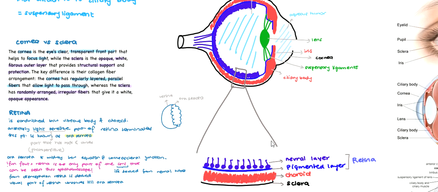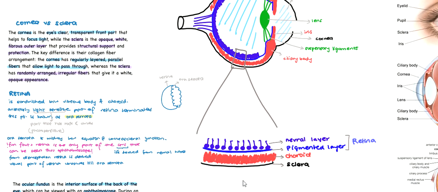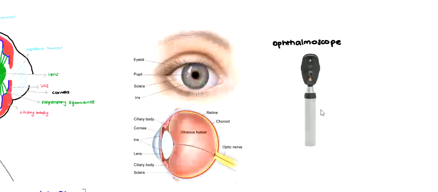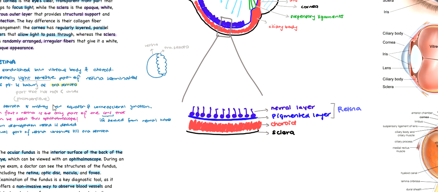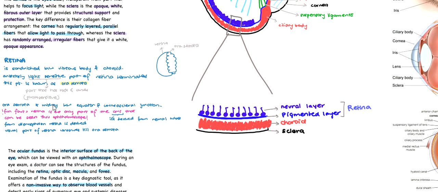Now, the retina is said to be sandwiched between the vitreous humor and the choroid, and you can already see that for yourself: this is the choroid, this is the retina in blue, and that's your vitreous humor. So your retina is sandwiched between the two. Over here I've also said that the fun fact is the retina is the only part of the central nervous system that can be seen through the ophthalmoscope. The ophthalmoscope is an instrument used by ophthalmologists to examine the eye, and with its help, you can see the retina.